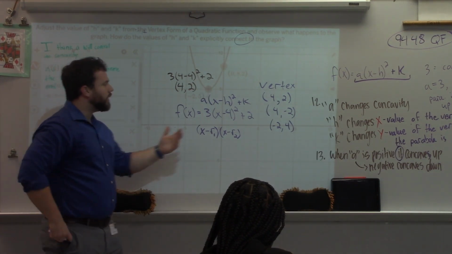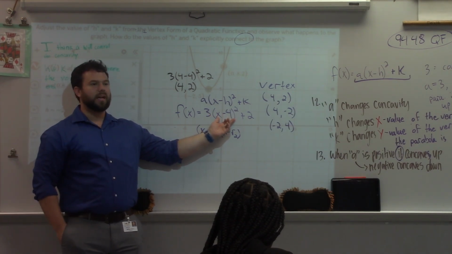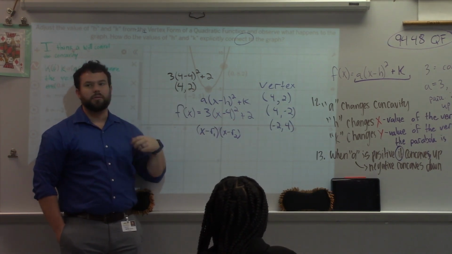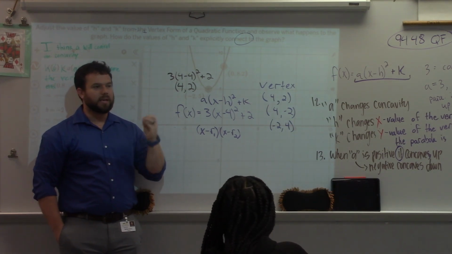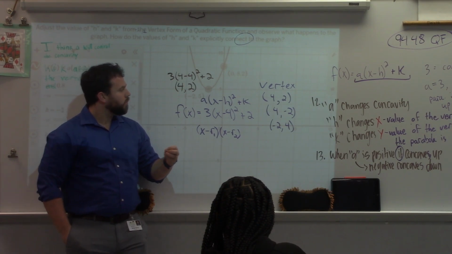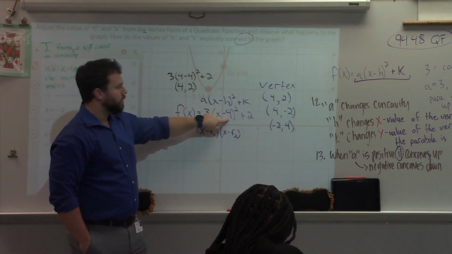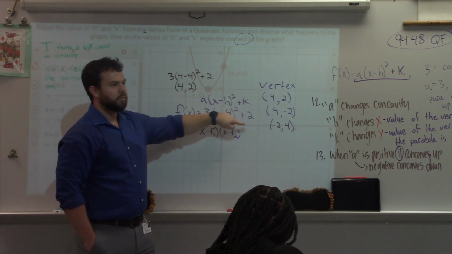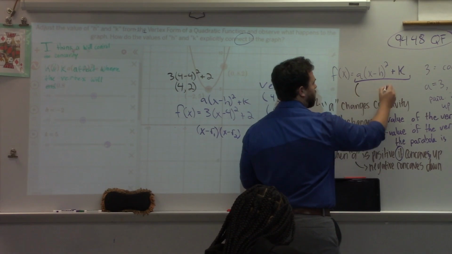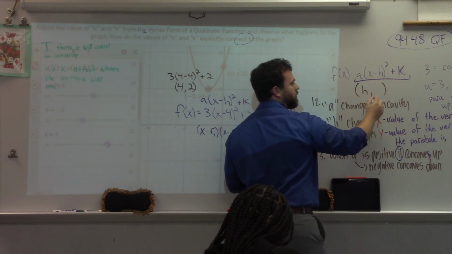So what we need to remember is inside of these parentheses, when it's with that x, I need the opposite, because I need it to create that 0 again. But that means, what are we using to write the vertex? We're using H and K. So what are the coordinates of every vertex? H and K.